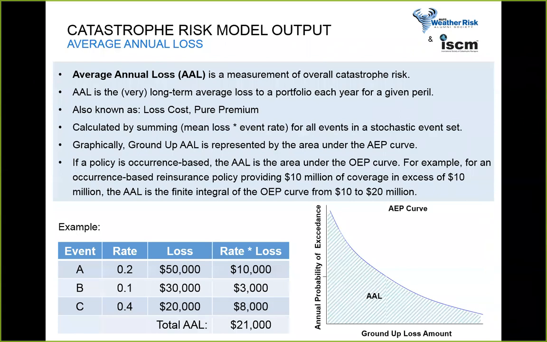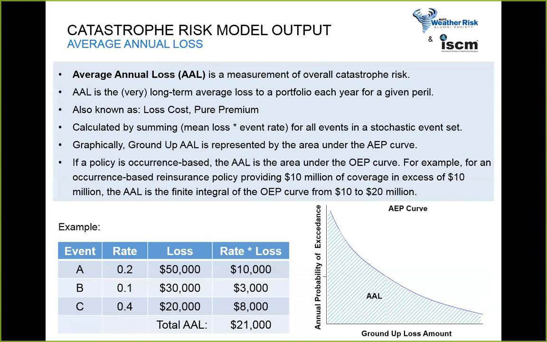We also call this metric loss cost or pure premium, because essentially it tells you that if you were insuring this risk for that very long period of time, this is the minimum amount of premium you would need to collect over this period of time to break even with the losses that you would expect from tropical cyclones.